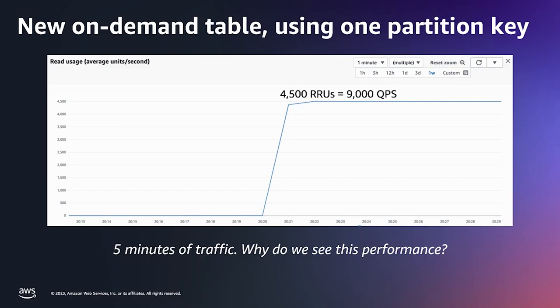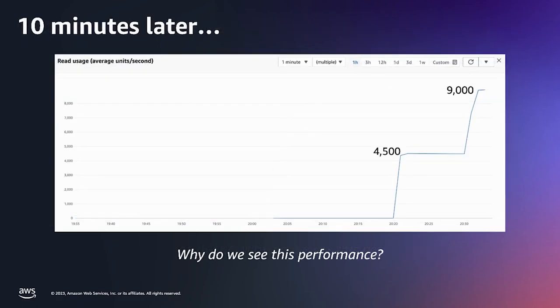But what happens if I keep going? Anyone want to guess? I'll give you a second to guess. Sawtooth graph. Anyone see this coming? Instead of 4,500 reads, which is 9,000 actual reads, I'm getting 9,000 strongly consistent, which is 18,000. It went up to 18,000. It doubled. After 5 minutes, the throughput doubled. I like that. That's pretty cool. What happened?